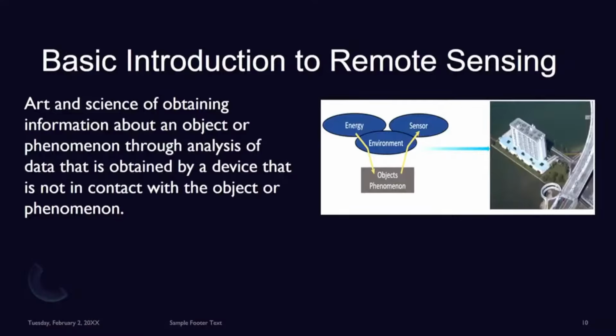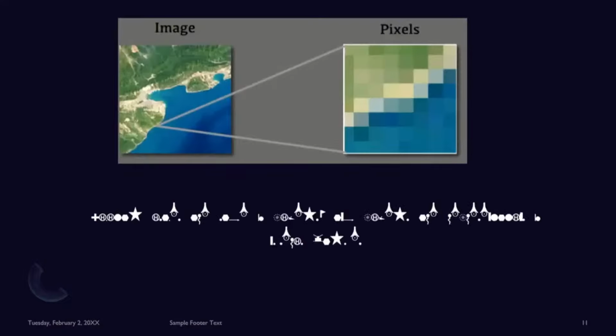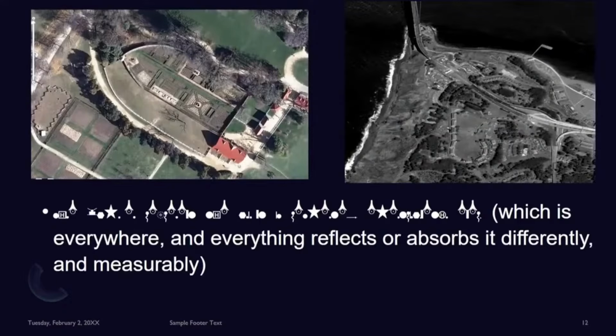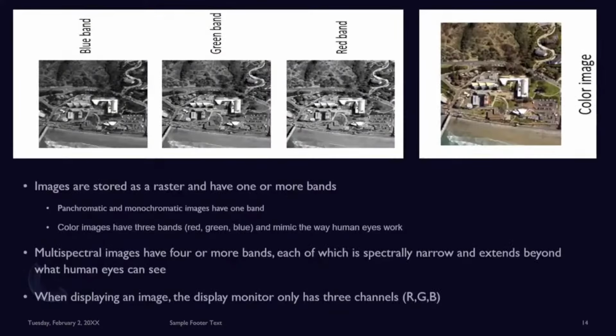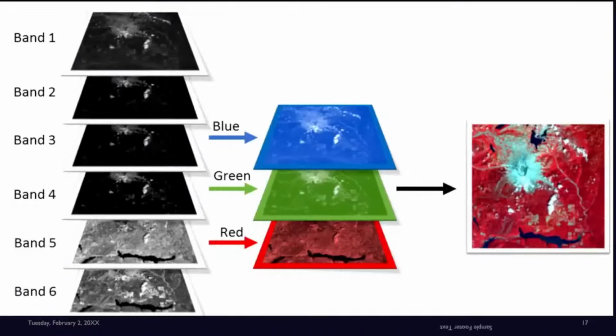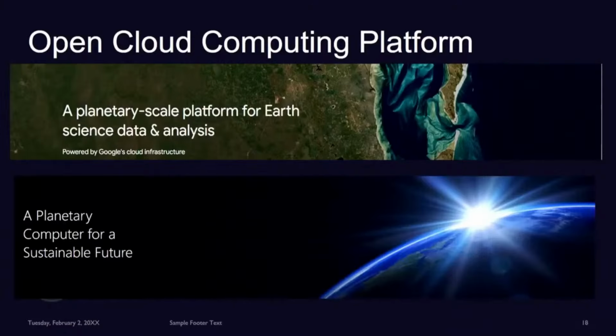So this is about remote sensing. Remote sensing is the art and science of obtaining information about an object or phenomena through analysis of the data that is obtained by a device that is not in contact with the object or phenomena. The data about the earth's features or surface is called geospatial data. These are some images. An image can be multi-band, single band or triple band. Then we can create an RGB like this.